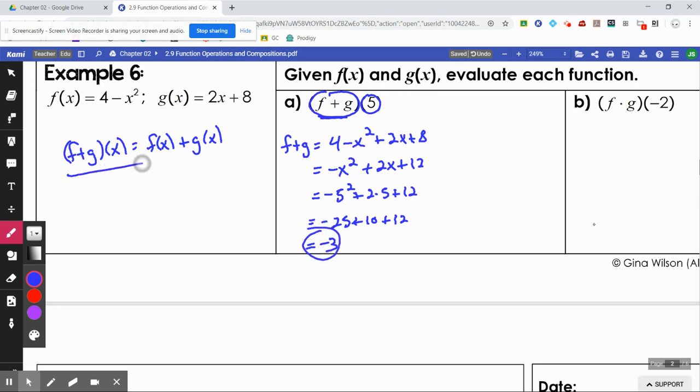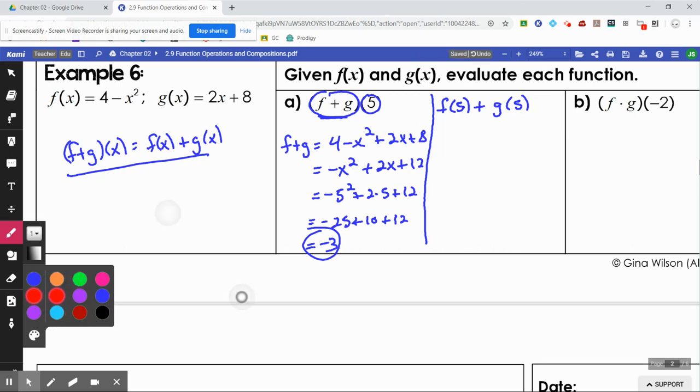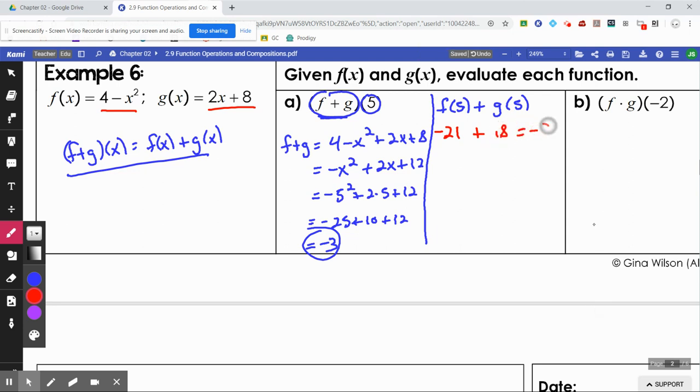Now, here's why I wanted to show you this. Instead of doing all that work, it is okay to actually find f of 5 plus g of 5. So instead of going through all that, you can work them individually. F of 5 is 4 minus 25, which is negative 21, plus g of 5 is 10 plus 8, which is 18. Negative 21 and 18 is actually negative 3. So it saved you a lot of the work that we did.